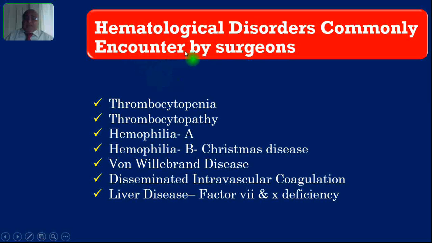So what are the different hematological disorders commonly encountered by surgeons? These are thrombocytopenia, thrombocytopathy, hemophilia A, hemophilia B, that is Christmas disease, von Willebrand disease, disseminated intravascular coagulation, and liver disease that involves factor 7 and factor 10 deficiency.